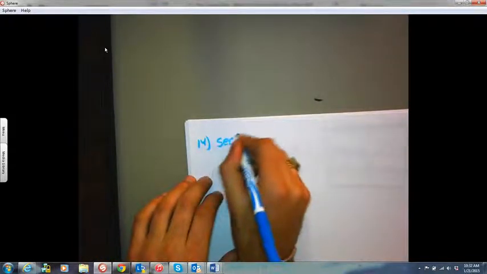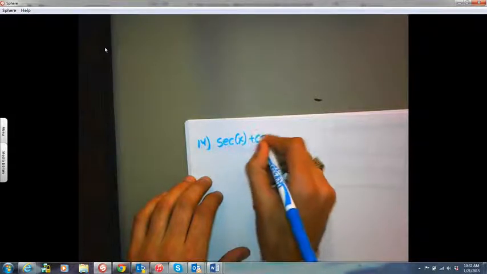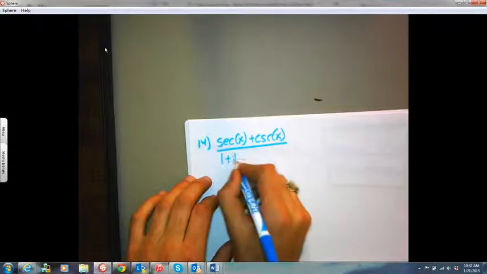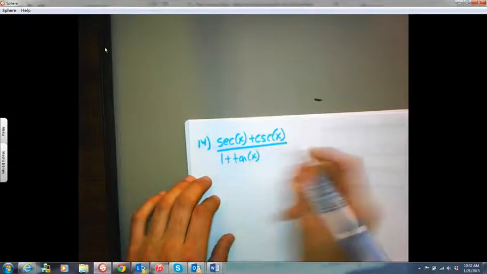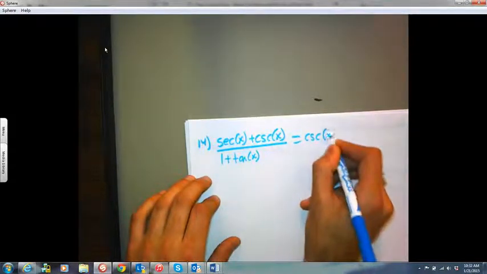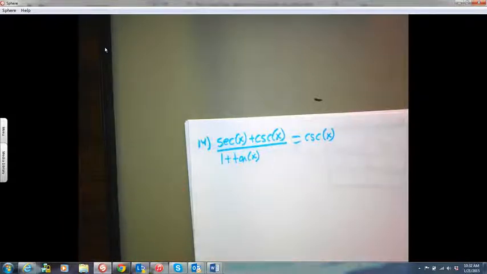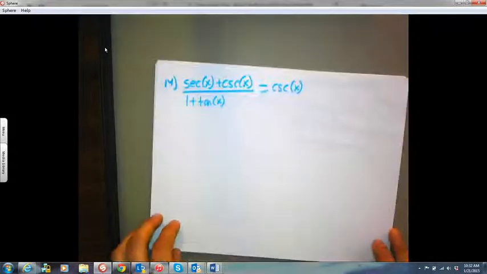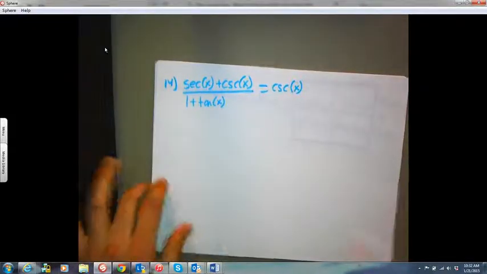Okay, number 14, here we go. Secant of x plus cosecant of x over 1 plus tan x equals cosecant of x. Again, you want to identify the complicated side. Again, it should be patently clear. Patent, good SAT word, means obvious.